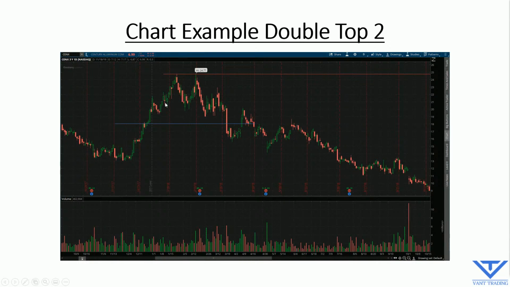Another one. This is a pretty good M. You can see the move up, the move back down, the move up, both touching the same price here, and then suddenly they just couldn't do it anymore.